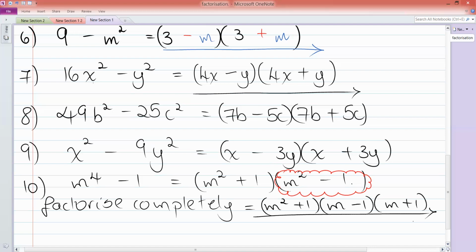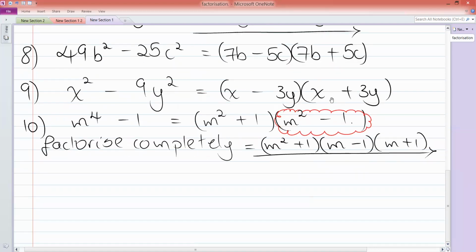Brilliant. Now let's combine the two things we've learned today, right? So let us look at this question. 12p squared minus 75a squared. So we're combining the two things that we learned today. What's common in the first term that's also there in the second term?